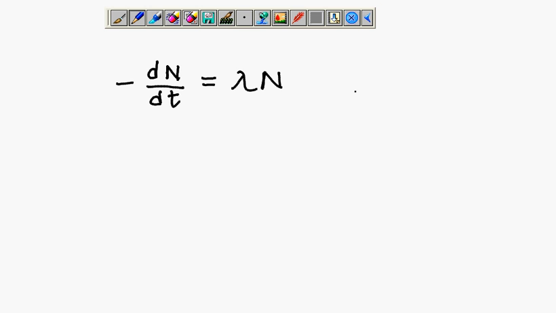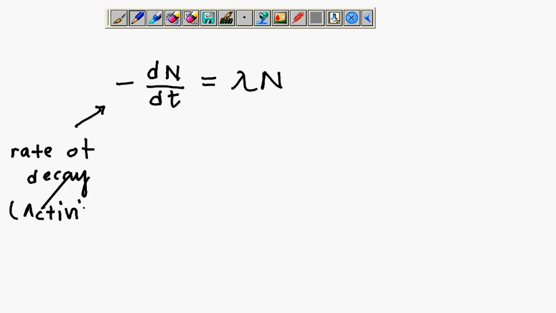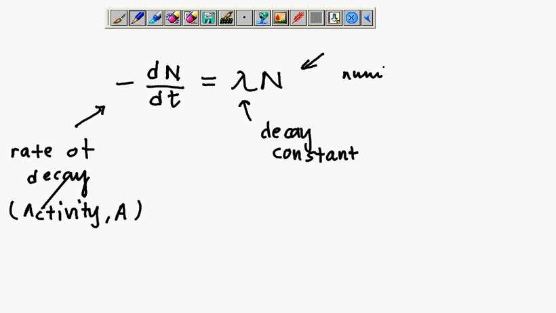Now let's look at this formula. This formula tells us something about the rate of decay, right? Rate of decay or activity. We can call it activity A, and it is given by lambda N. Lambda is the decay constant, and N is the number of nuclei present, meaning the remaining nuclei.